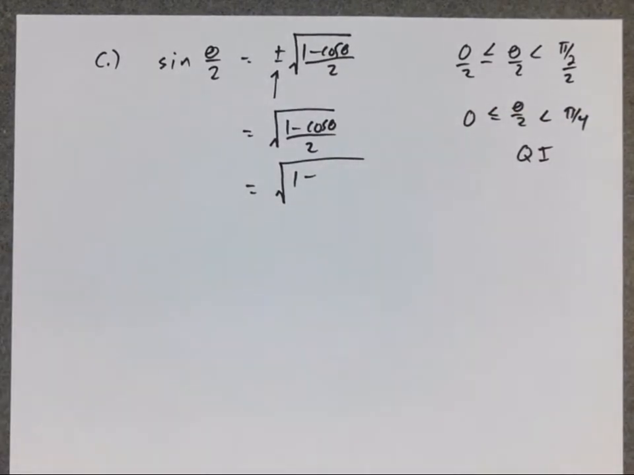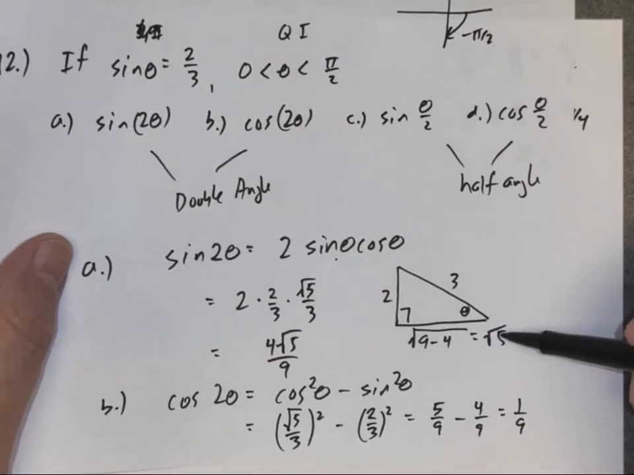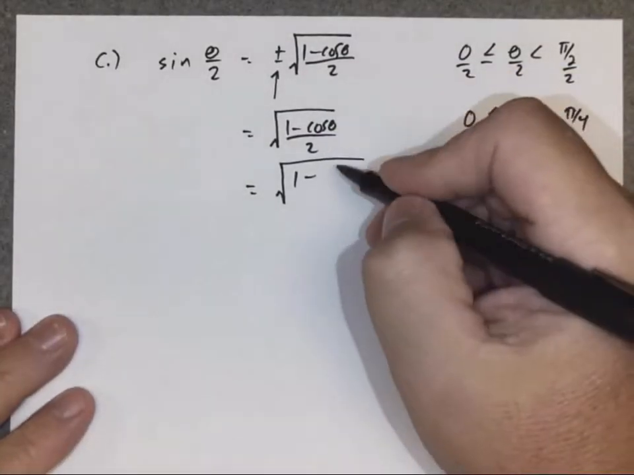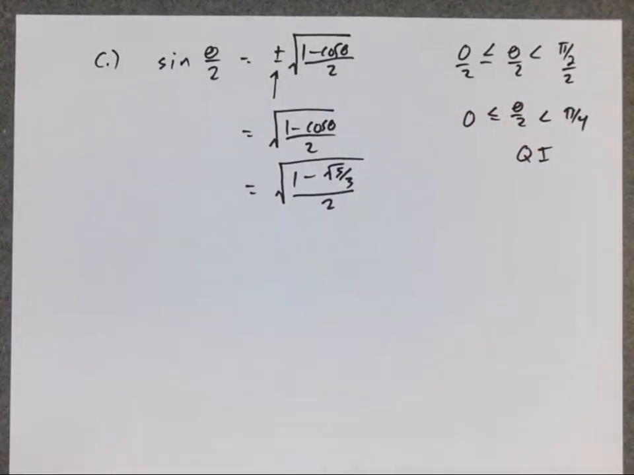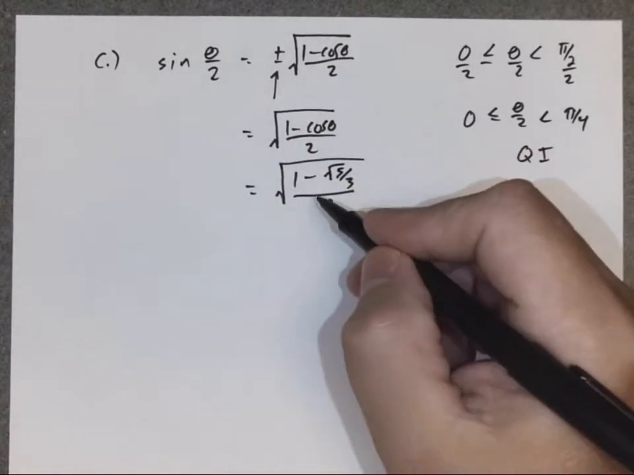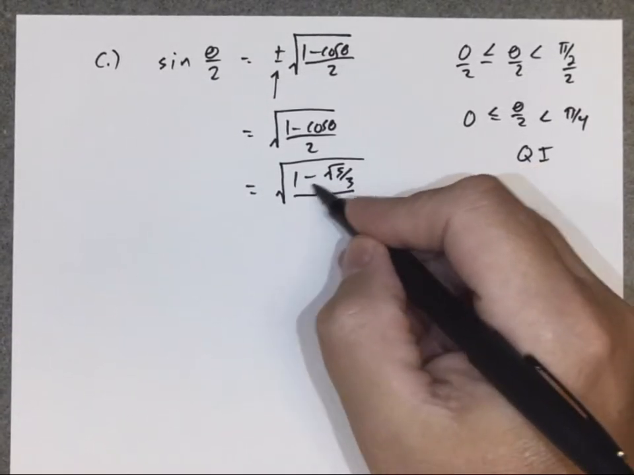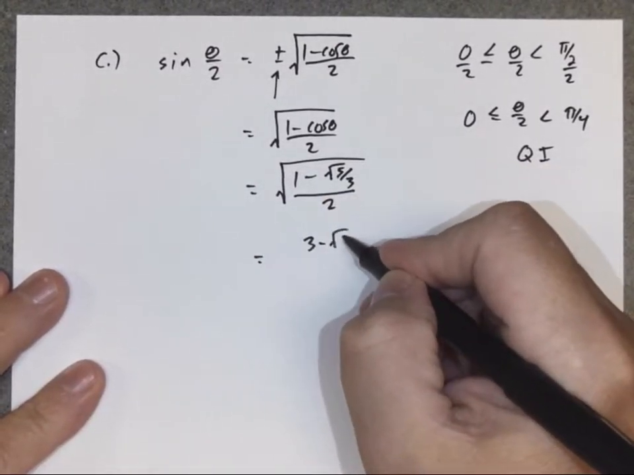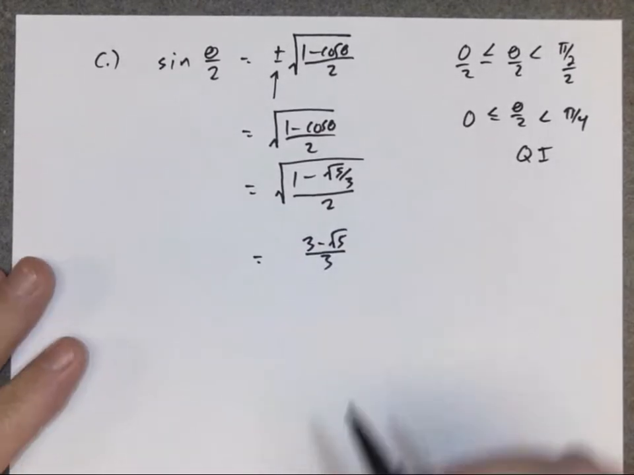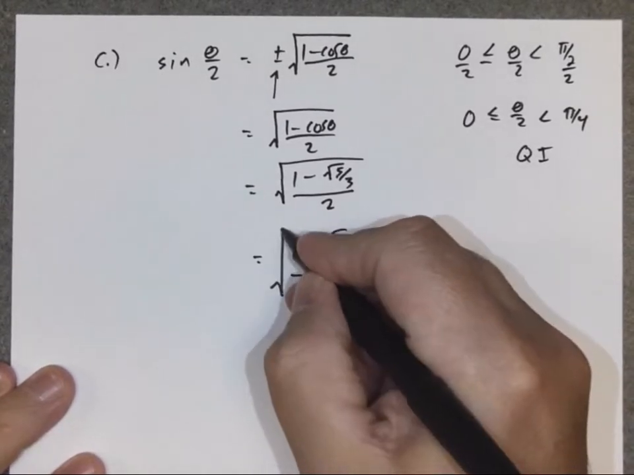Cosine of theta, if I go back to my triangle, adjacent over hypotenuse, is square root of 5 over 3. So this is actually sort of messy algebra. What I'm going to do first is combine these two terms in this numerator. I'll make the 1 into 3 over 3. So by the time you do that, it looks like this, all over 2.